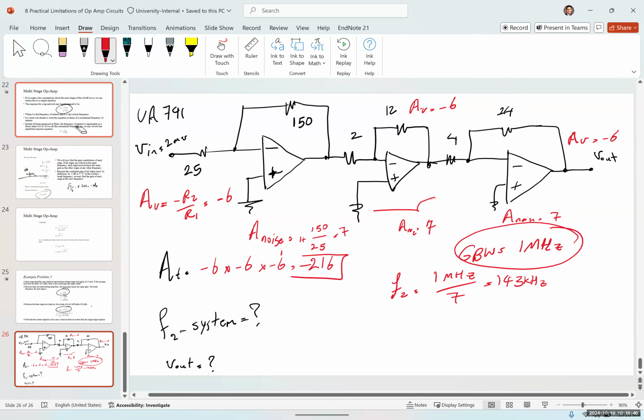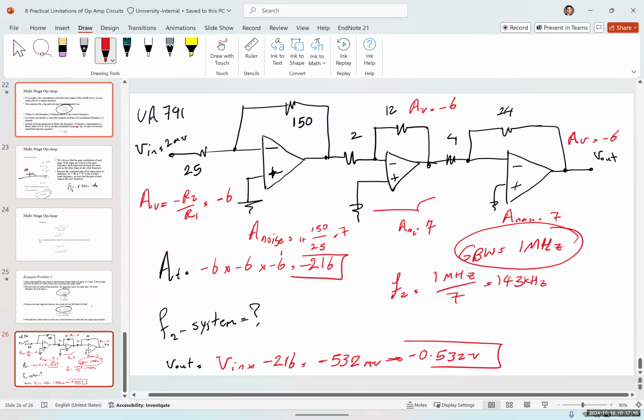What is the output voltage? It's going to be the input voltage times the gain, which is -216. So it's going to be 2 times 216, which is -432 millivolts, or in other words, 0.432 volts, which is an acceptable range. Anything above 14, 15 is going to saturate.